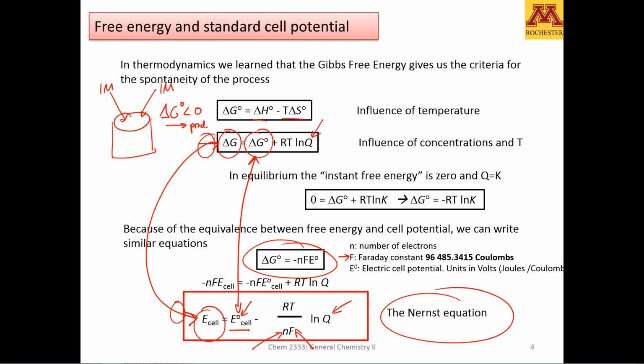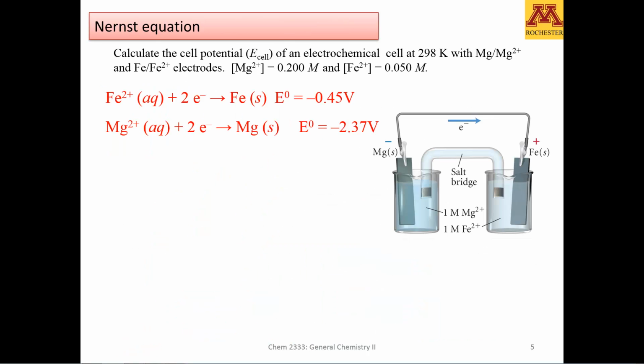There's just a change of units. In this case, this is joules per mole, and this is joules per coulomb, which we usually call a volt. Okay. So nothing new other than changing the units from one equation to another. So let's try to answer a question in that regard.